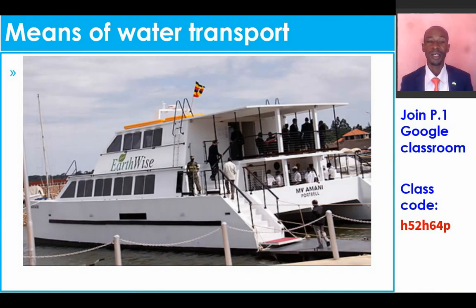Let's have another one. We have this means of transport, and this one resembles a ship. So what is this? This is a ferry. The ferry is Ugandan made, is for Uganda. That's what I mean. You can see the flag of Uganda. So a ferry looks like a ship. It can also carry very many people and other items like containers, vehicles, and other things.